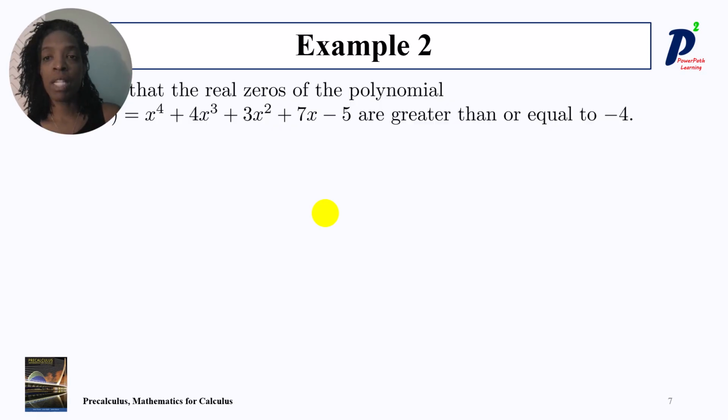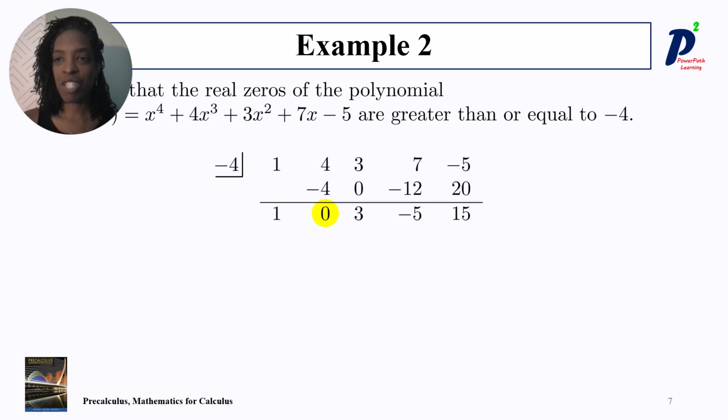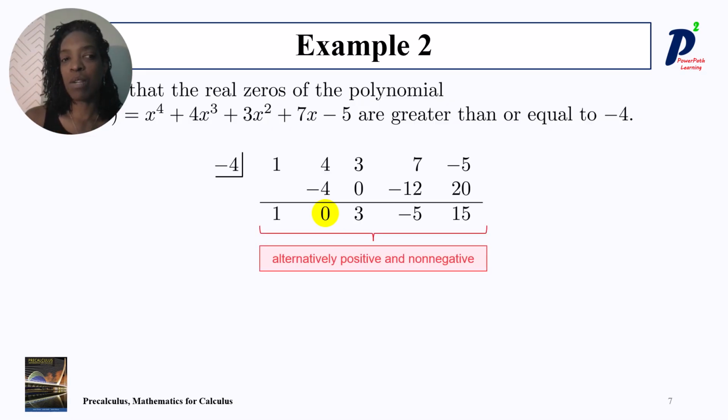In example 2, we need to show that for a given polynomial, the zeros are greater than or equal to -4. Pause the video and give it a try on your own. Start when you're ready. I'll begin my answer now. Okay, I'm going to perform synthetic division. And I can see that my quotient and remainder line have alternating signs.